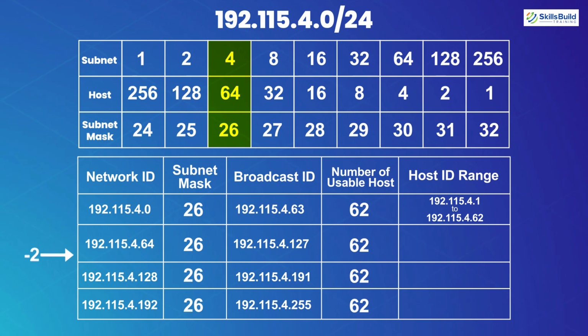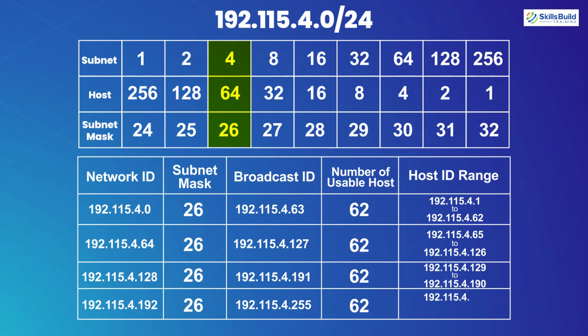Now same goes for the second subnet. Again 64 is reserved for the network ID. So it starts from 65 and it will end up to 126. The easiest way to find out the host ID range is just add 1 into your network ID and minus 1 from your broadcast ID. And the IDs in between these two things will be your host ID range. Same goes for other two subnets.